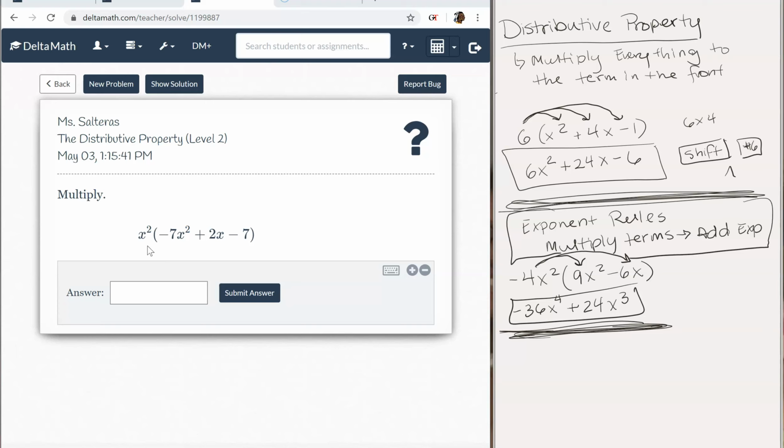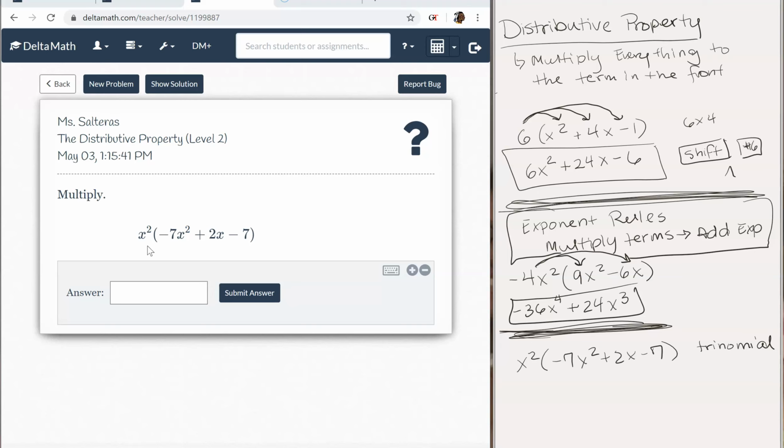So exponent rules, when we're multiplying the terms, we add the exponents. So we have x squared times negative 7x squared plus 2x minus 7. There's 3 terms inside of the parentheses. We call that a trinomial.